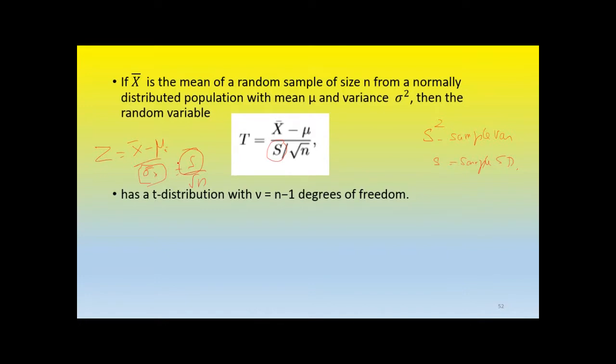We can find the sample standard deviation and then, using the same formula, it is actually called the Student's t distribution, a t distribution with n minus 1 degrees of freedom. N is the sample size, so the degrees of freedom will be n minus 1.